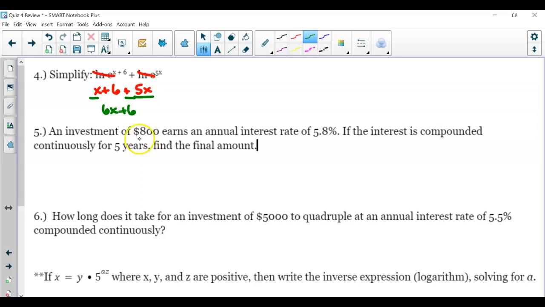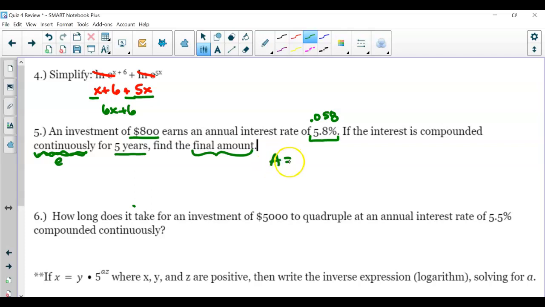So here we have an investment of $800. So that's our principal. We have our interest rate of 5.8% or 0.058. The interest is compounded continuously. So because of continuously, we're going to use PERT, or e, that function e. And then for 5 years. So that's your t. We are looking for the final amount.